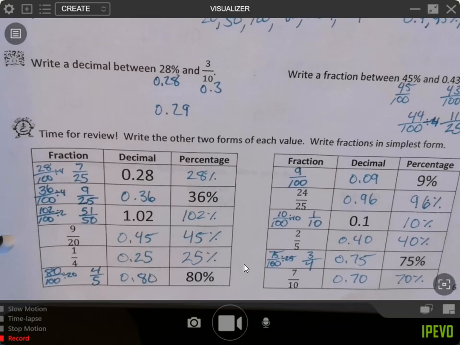What is the magic number? Bridget? 100. 100 for your denominator, 100th place for that decimal. 100 is that magic number. Don't forget it.